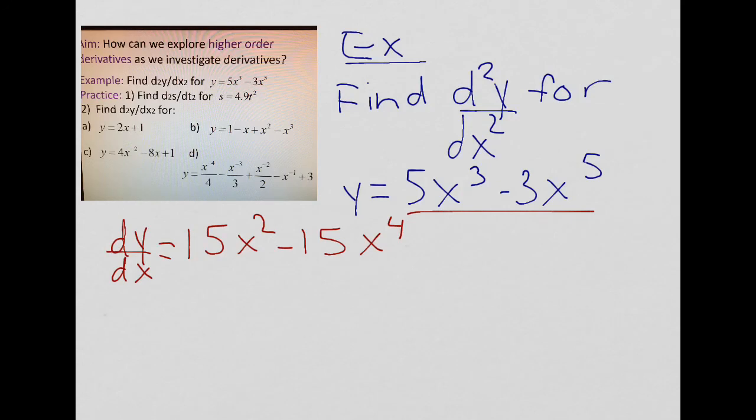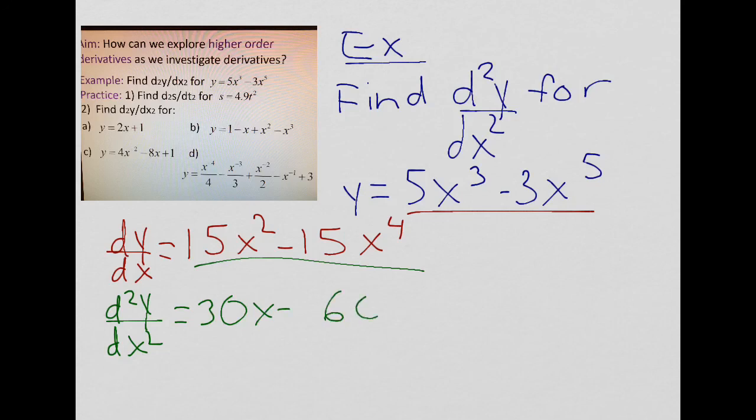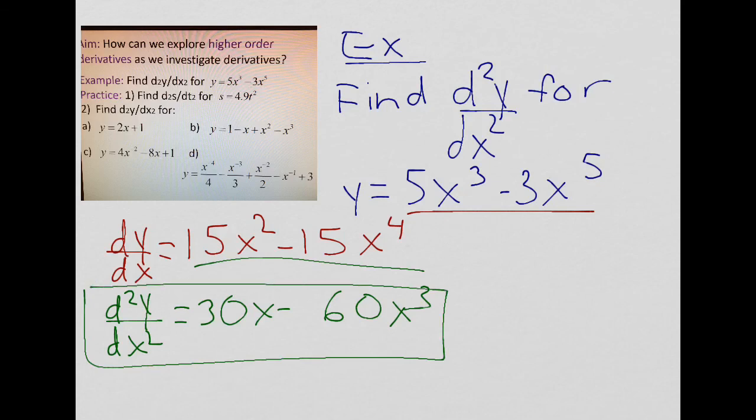So now, if we take another derivative, we take the derivative of the left side of our equation, that becomes d squared y over dx squared. And on our right side, we're still using product rule and difference rule. We get 30x minus 60x cubed. Okay, and that's our final answer.